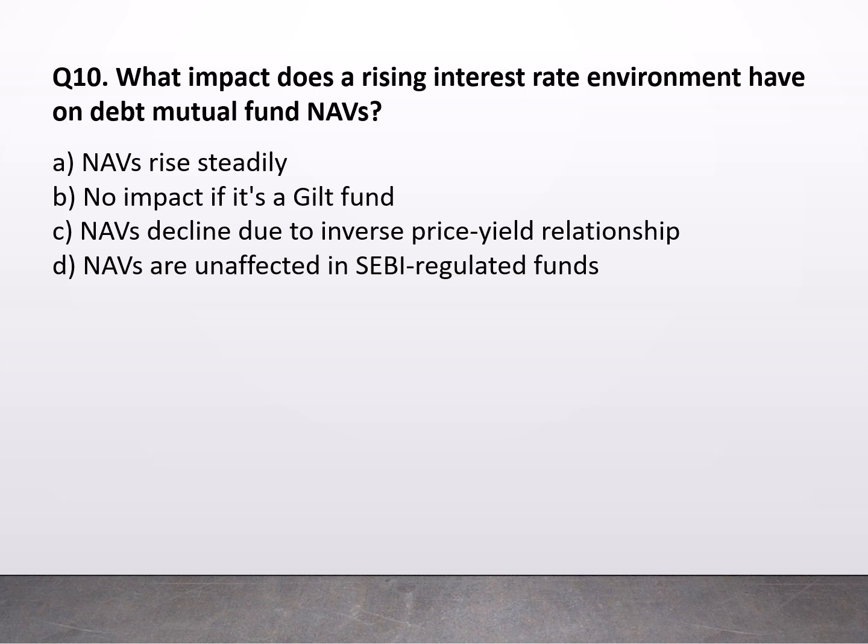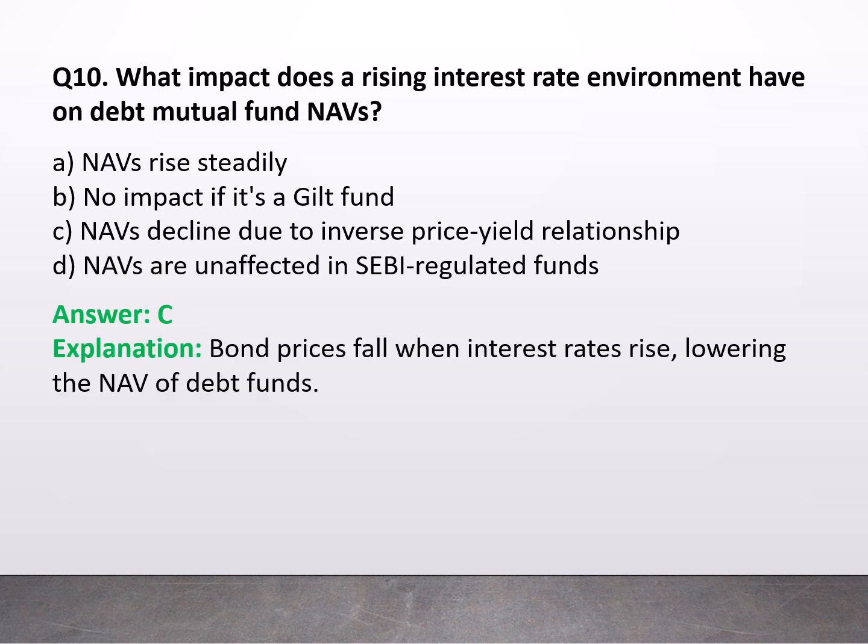Next question. What impact does a rising interest rate environment have on debt mutual fund NAVs? Option A, NAVs rise steadily. Option B, no impact if it is a gilt fund. Option C, NAVs decline due to inverse price yield relationship. And option D, NAVs are unaffected in SEBI regulated funds. Correct answer is option C, NAVs decline due to inverse price yield relationship.